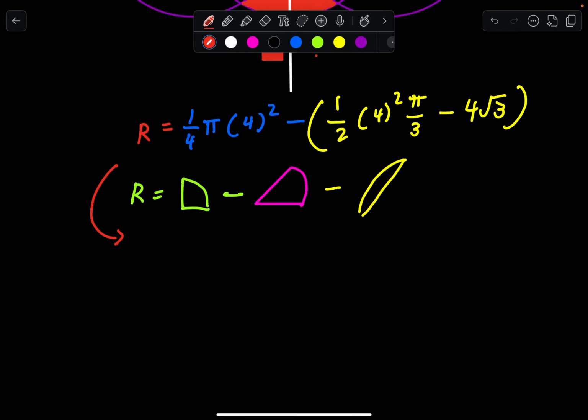I'll use red. R is equal to what? What is 4 squared? 4 squared is 16. 16 over 4 is 4, so we have 4 pi. Now, what is this? We have minus. Same thing here. 4 squared is 16. 16 over 2 is 8. And then we have 8 pi over 3. So minus 8 pi over 3.